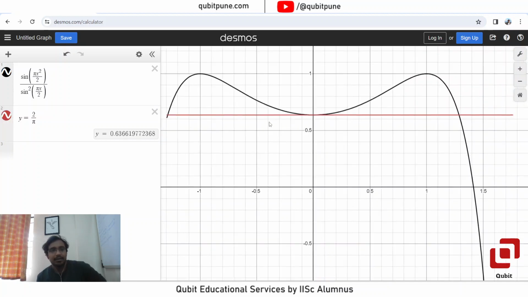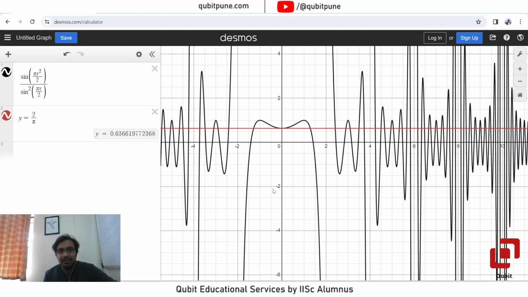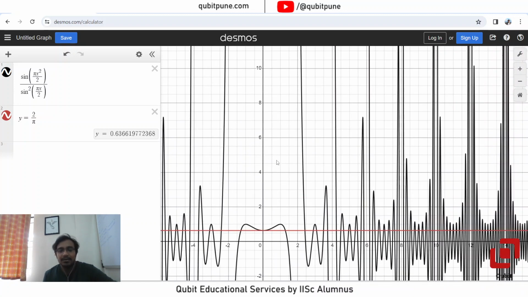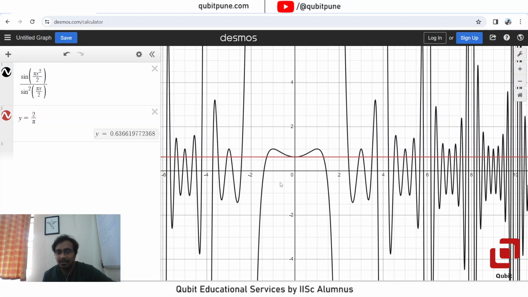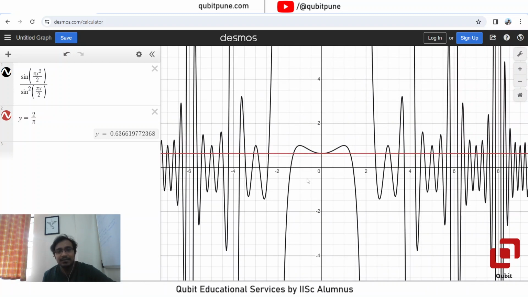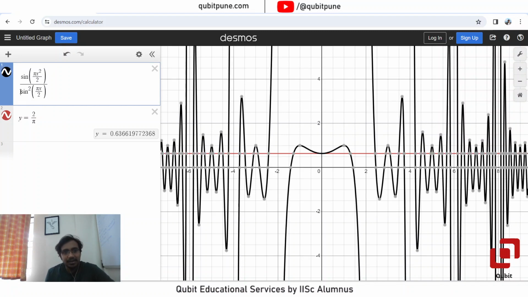Okay? By looking at this graph, can you tell me whether our function is odd or even? It is an even function. Look here. For sine squared, you are convinced that it will be an even function because, well, odd into odd is even. But take a look at the function in the numerator. Sine of pi x squared by 2. Sine is odd. But what about x squared? It is even. That would make it an even function.